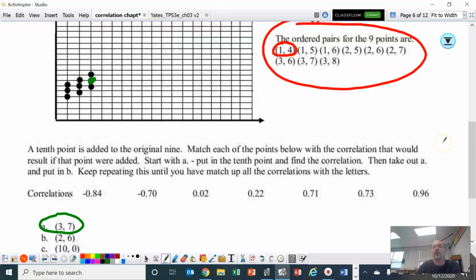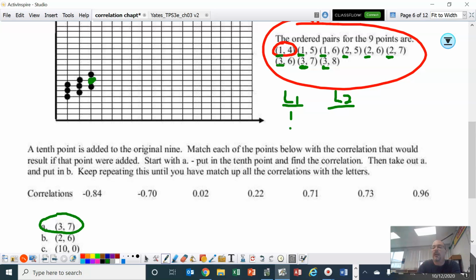Okay, so what I'm going to do, ladies and gentlemen, is take a moment and put in my list the X values of these 9 dots. So the X values are 1, 1, 1, 2, 2, 2, 3, 3, 3.